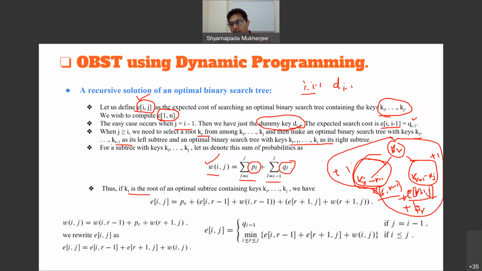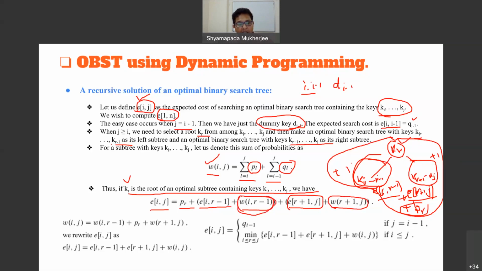So the total expected search cost for ki to kj, where kr is the root, can be denoted recursively as eij. As I said, this is pr we have taken for this root node, and this is the expected search cost for i to r minus 1 along with the probability of all the nodes in the left subtree, and the expected search cost of the right subtree along with the probability of all the nodes in the right subtree. So these three together give you the probability of this root, the probability of all the nodes in the left subtree, and the probability of all the nodes in the right subtree. So together Wij can be written like this.